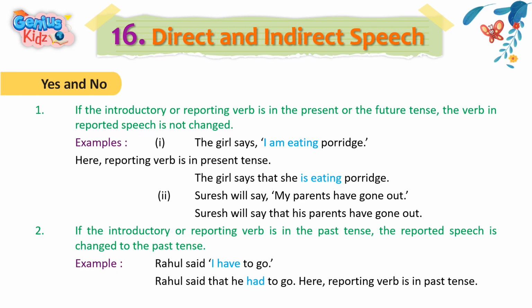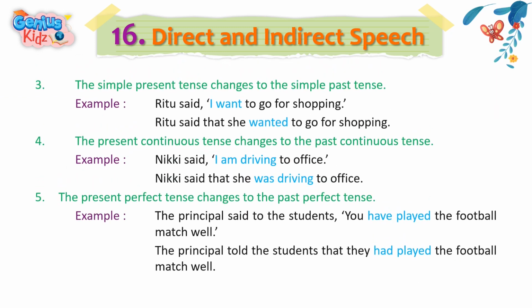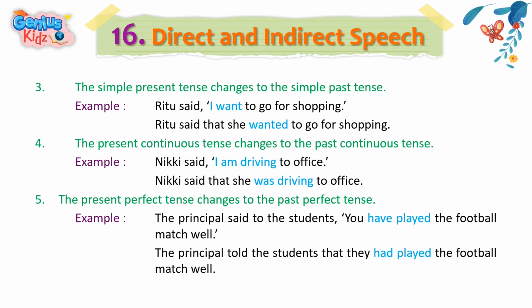2. If the introductory or reporting verb is in the past tense, the reported speech is changed to the past tense. Example, Rahul said, "I have to go." Rahul said that he had to go. Here, reporting verb is in past tense. 3. The simple present tense changes to the simple past tense. Example, Ritu said, "I want to go for shopping." Ritu said that she wanted to go for shopping.